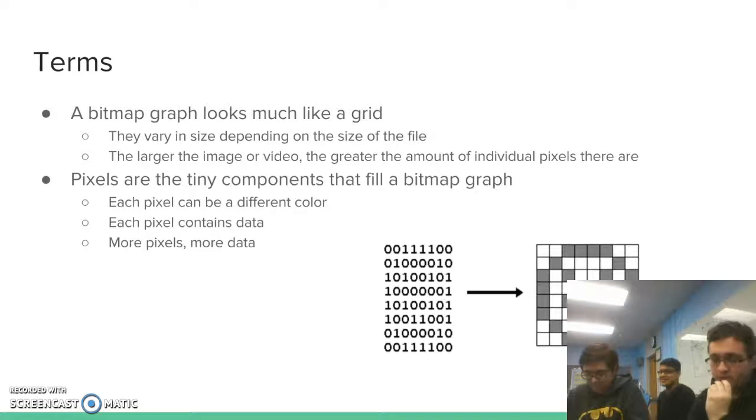So we're going to start off with bitmapping, which will be me. And here are some key terms. Bitmapping. So a bitmap is basically a grid. Think of it as one of the grids you have in math class.